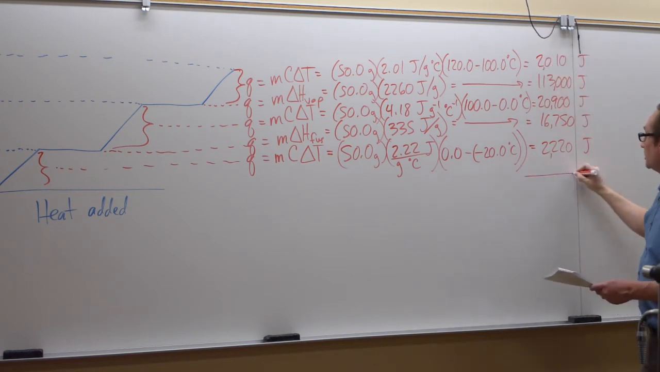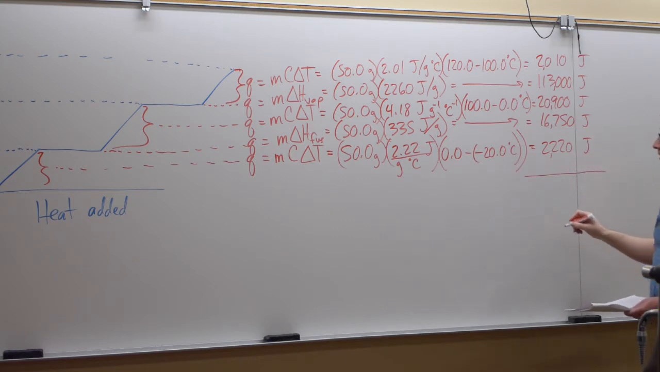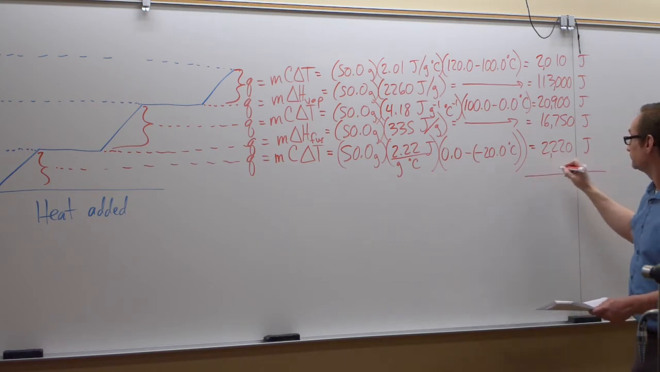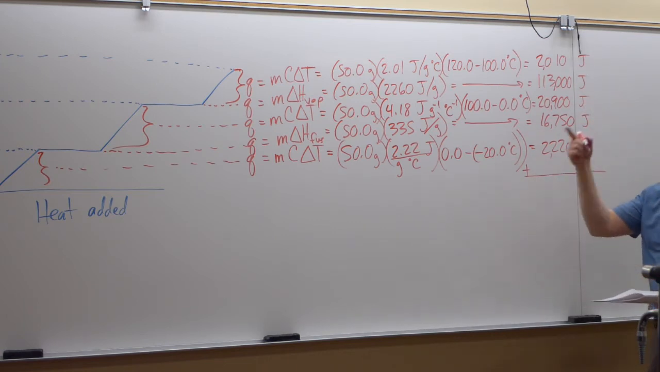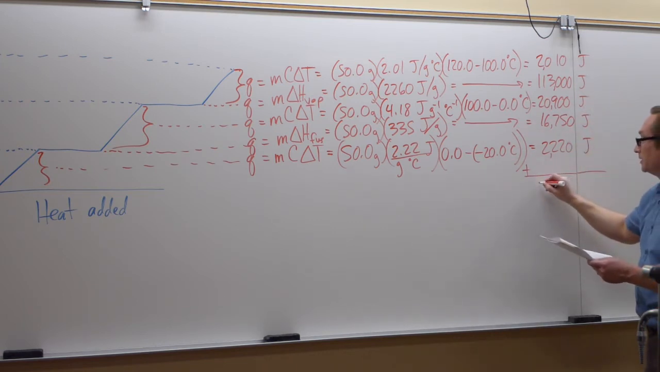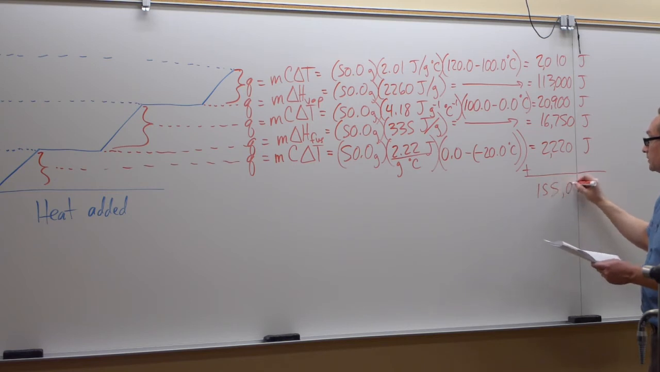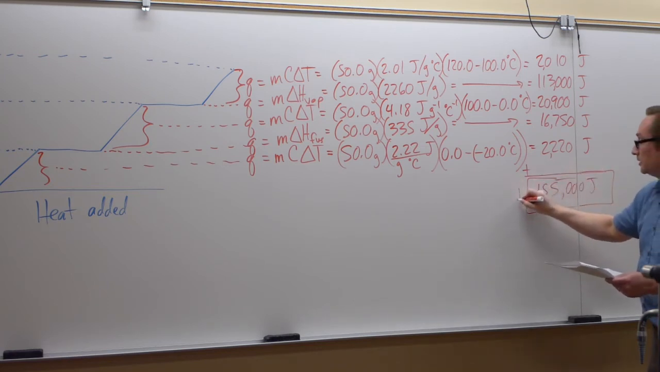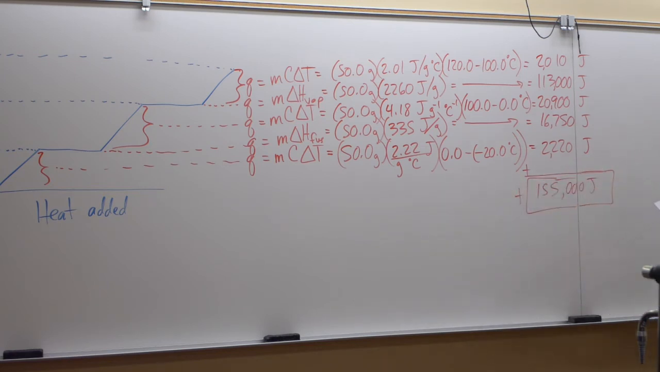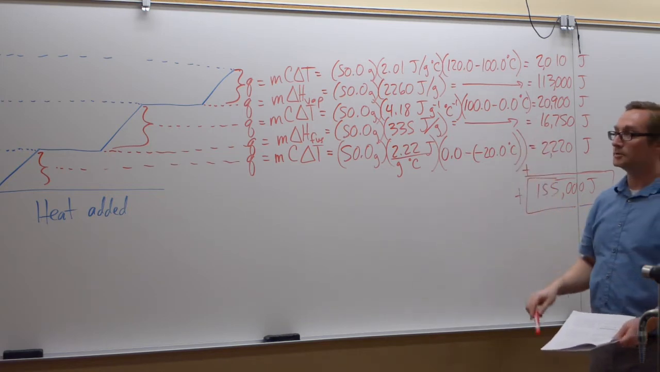So you add these all up now to get the overall heat exchange for the whole process. And you would get 155,000 joules, positive 155. So this is the heat you had to put in to heat water from minus 20 up to 120.